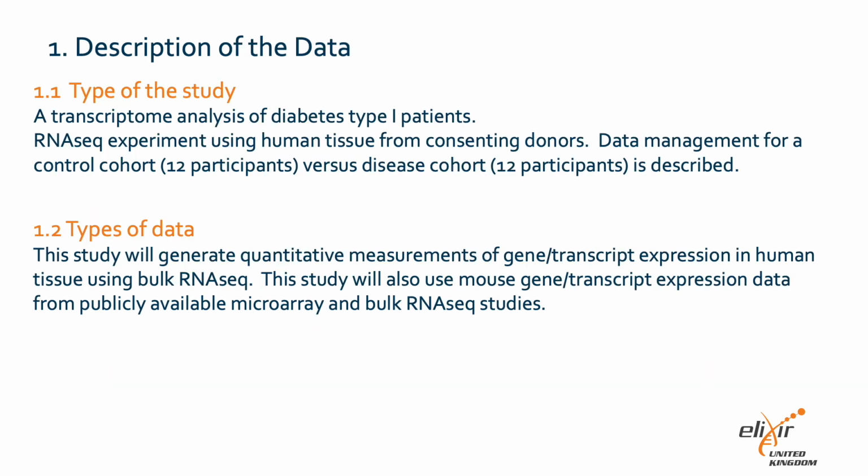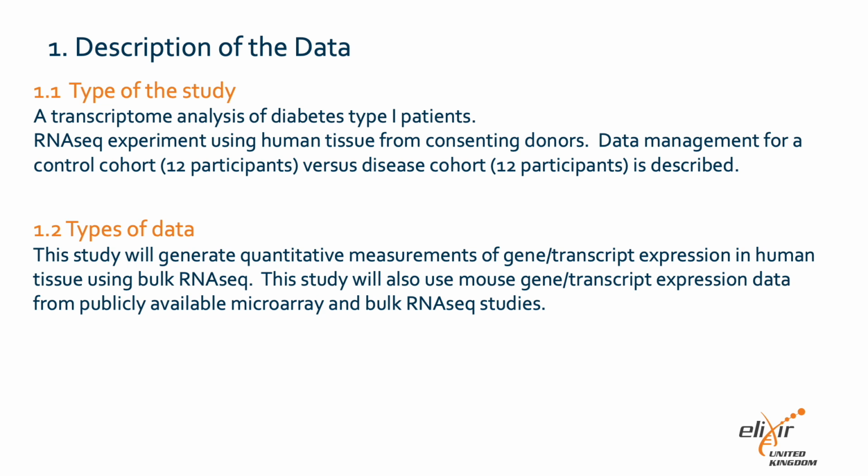Let's start with section number 1, the description of the data. This section consists of 4 subsections. The type of the study, in which we should provide some general information about our experiment. So, view this as an executive overview of activities in the grant that will generate data.